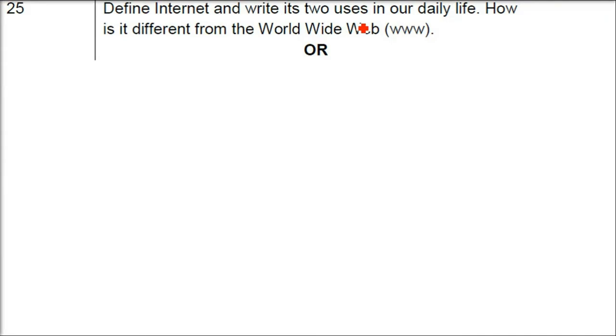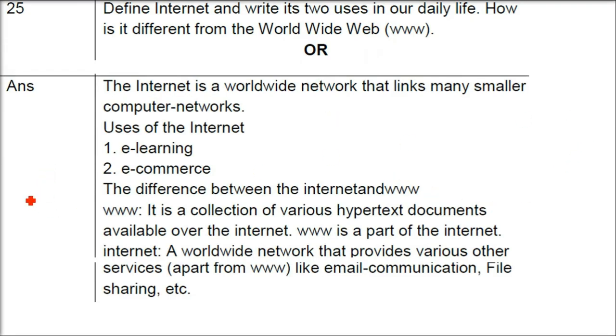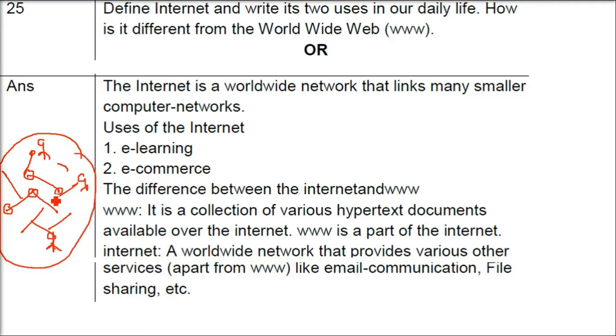Define internet and write its two uses in our daily life. How is it different from the World Wide Web, WWW? First thing is, the internet is a network. It's a network of networks. It's a global network of networks. Somebody is here, somebody is there. There are millions of users, millions of digital gadgets, millions of data, millions of routers, millions of networking technologies involved. So in this globe, the web of networks is the internet.